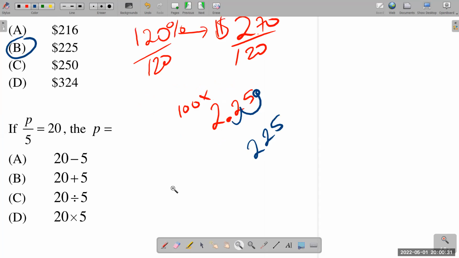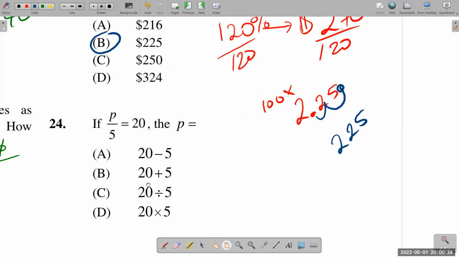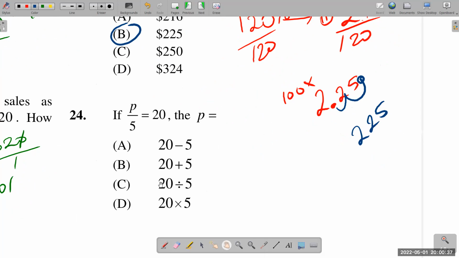All right, let's go. We want to find P. That's easy. What do we do to find P? This is an easy one. A, B, C, or D? Let's go, guys. 24. A, B, C, or D? It must be D, because to get P, we've got to multiply by 5. Whatever you do to one side, you've got to do to the other side. So the answer is D.